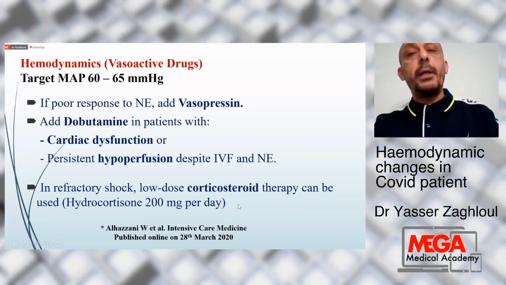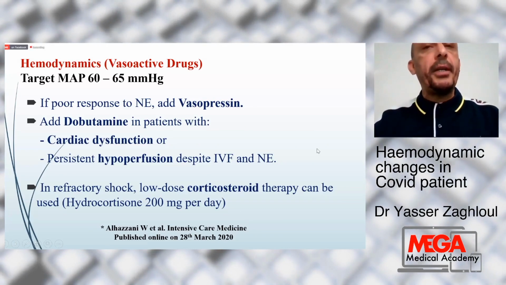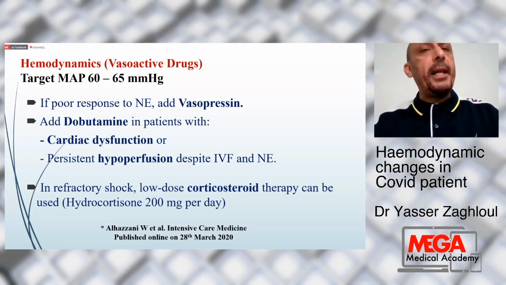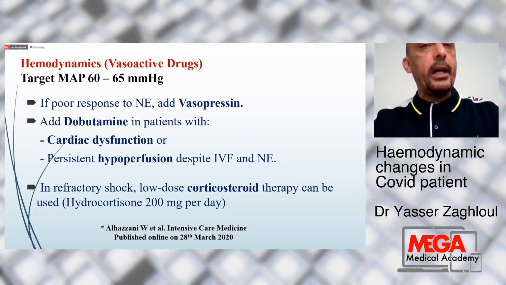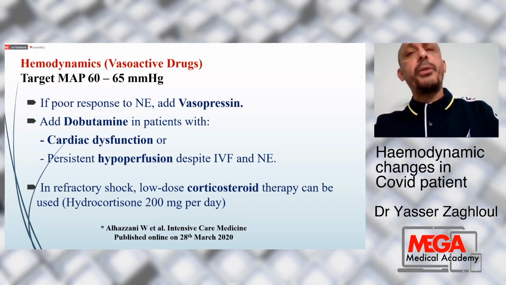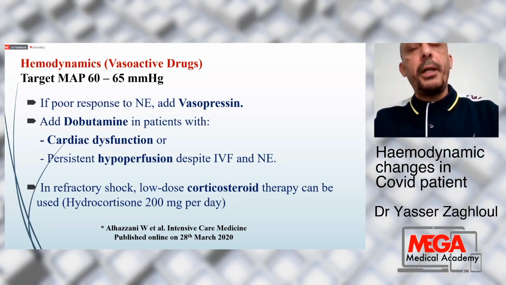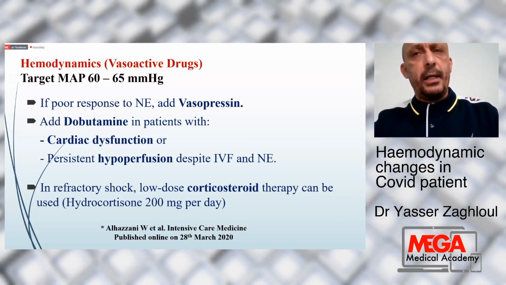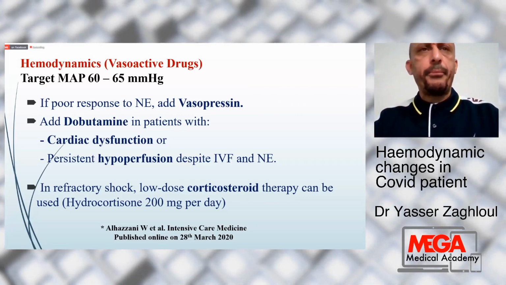Actually, these guidelines were published on the 28th of March, before the RECOVERY trial about the use of dexamethasone. But dexamethasone is used mainly as an anti-inflammatory, not to support the cardiovascular system. So corticosteroids, the same, almost like a septic patient. You start to give fluids, the patient is not responding, you are giving nor-epi, not responding, so you have corticosteroids or steroids to support the circulation.